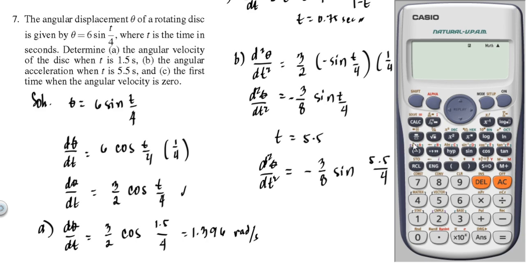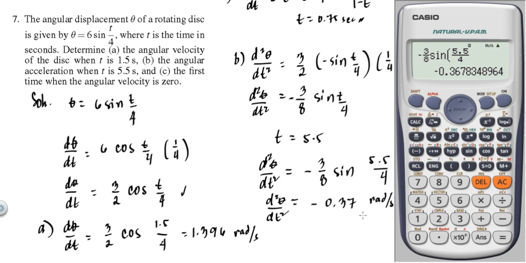So, we have minus 3 over 8, then sine 5.5 over 4 equals minus 0.37. Round up na natin. Minus 0.37 radian per second square. Okay, so this is your angular acceleration. Okay, how about letter C?